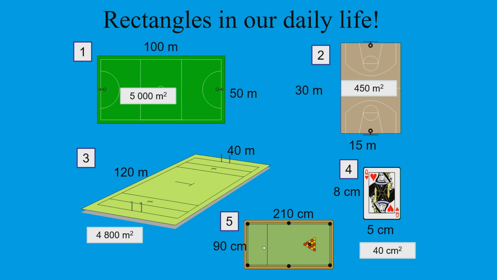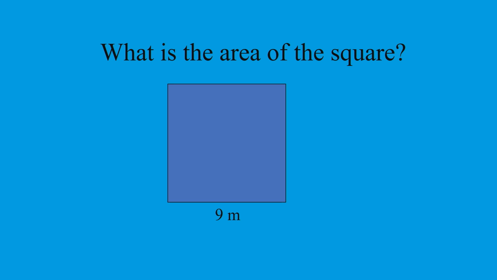A pool table 210 centimeters long and 90 centimeters wide has an area of 18,900 centimeters squared. In the next slide, we will see how to calculate the area of a square.